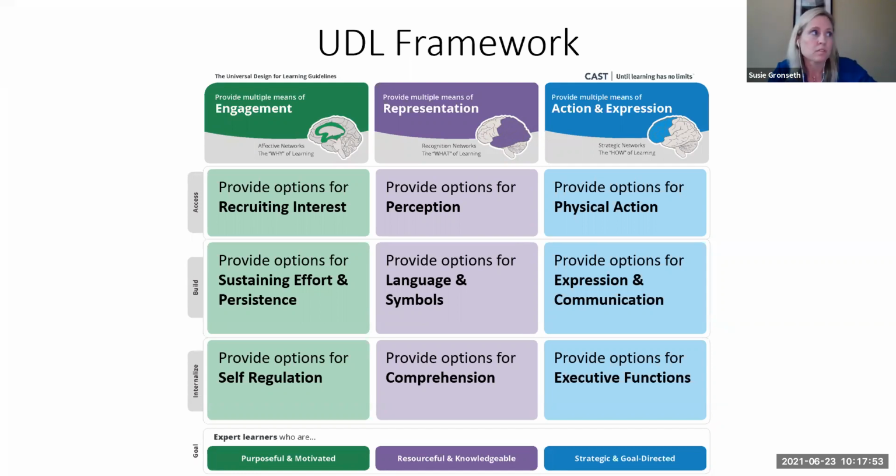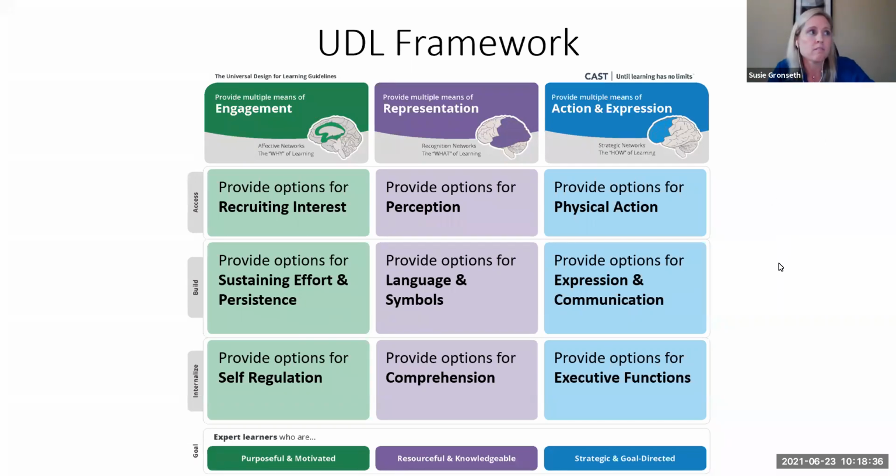So, three principles: provide multiple means of engagement, provide multiple means of representation, provide multiple means of action and expression. These are associated with different networks in the brain. The affective networks are the why of learning. That's associated with expanding options for how learners are engaged. That's this first column here. The recognition networks have to do with the content, the what of learning, and that's where we expand options for representation. And strategic networks are how we do the learning, practice, and show what we're learning. That's the multiple means of action and expression.